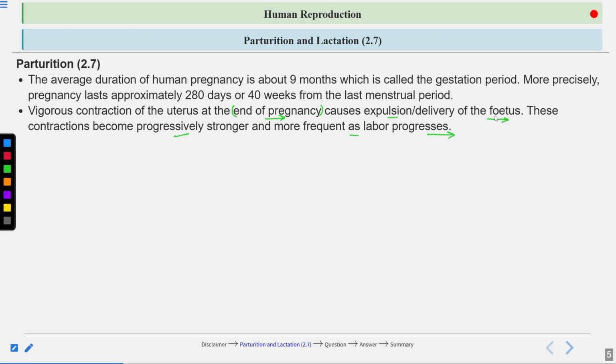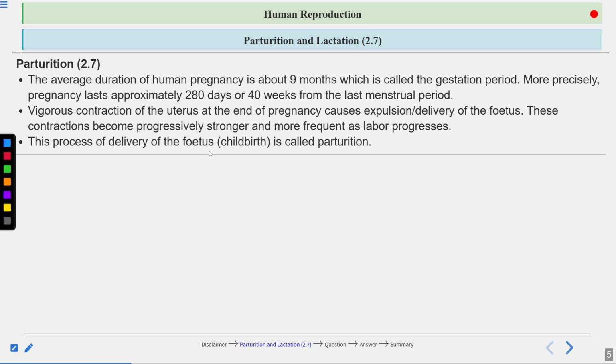Now, clear? These contractions become progressively stronger and more frequent as the labor progresses. They slowly become stronger and stronger. We will study how these contractions become stronger in our upcoming slides.